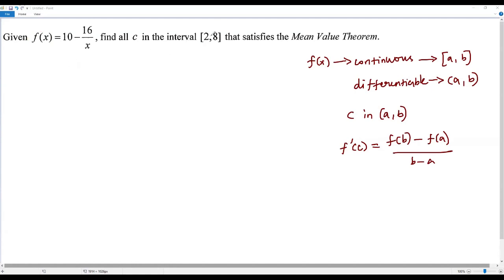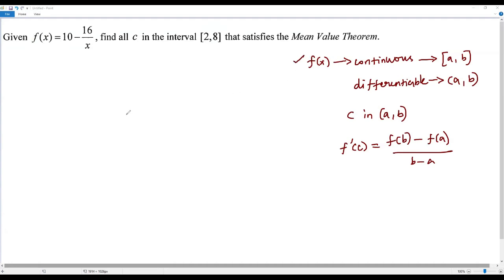In the given closed interval, we don't have 0, because if I consider any value from 2 to 8, we don't get 0. So for all the values in the closed interval from 2 to 8, the function f of x is continuous. Okay, so the first condition is satisfied.